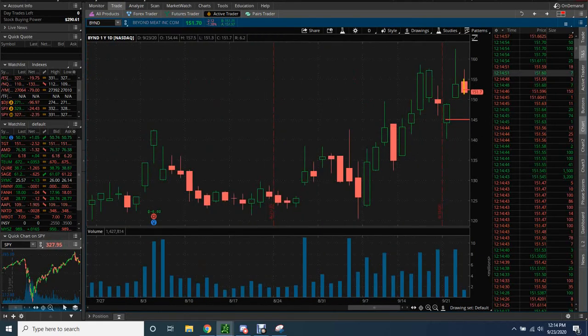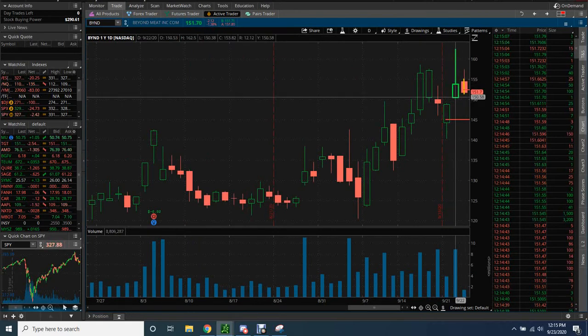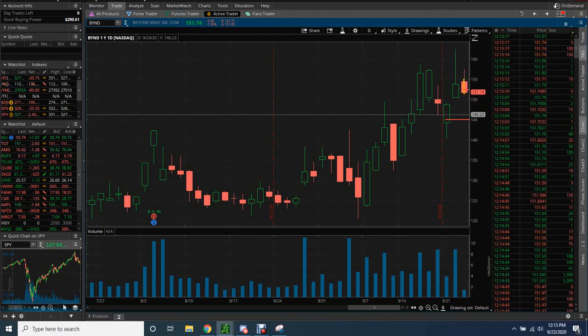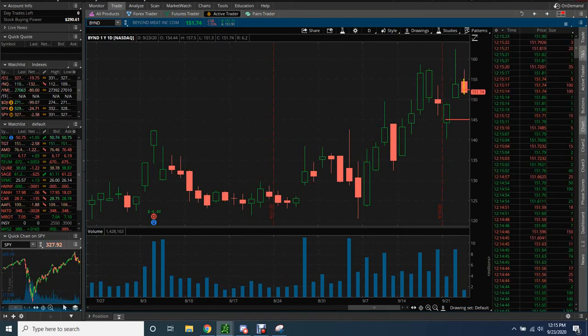This is a nice little short setup in my eyes. I'd prefer if the price can get below the low of this candle, which is 150.38, so we're about $1.50 away from that. It can get pretty bloody. We could see the mid 140s quickly. So I actually still might swing this.